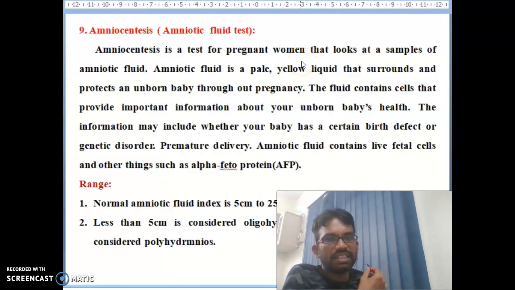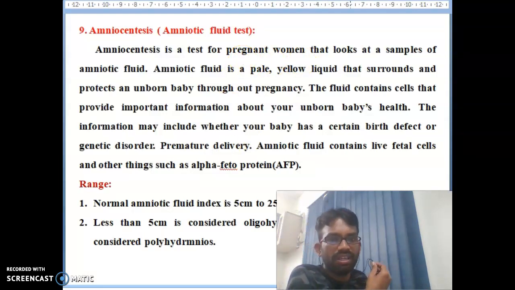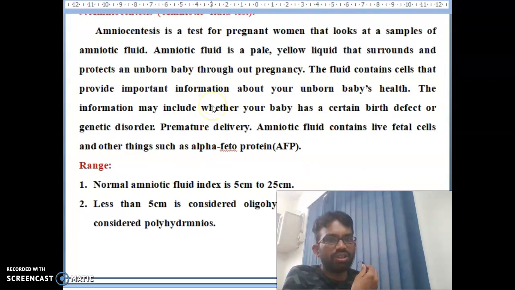And you can see another one, the amniotic fluid test. This is also a very important test, used for pregnant women. The test looks at a sample of amniotic fluid. The amniotic fluid is a plain yellow liquid that surrounds and protects the unborn baby throughout the pregnancy. This test is also used during pregnancy.